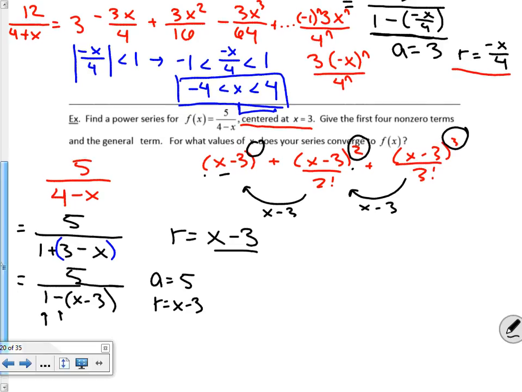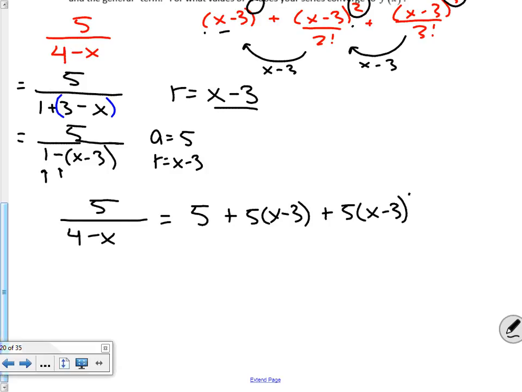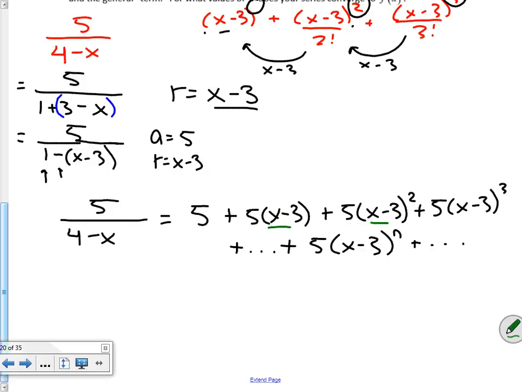Okay, so if I look at it that way, give myself a little bit more room, then I'm ready. I have that 5 divided by 4 minus x is equal to 5 plus 5 times (x minus 3) plus 5 times (x minus 3)^2 plus 5 times (x minus 3)^3. Okay, and then we move down here to write my general term: 5 times (x minus 3)^n. Since I have this x minus 3, I can tell that my power series is centered at 3.